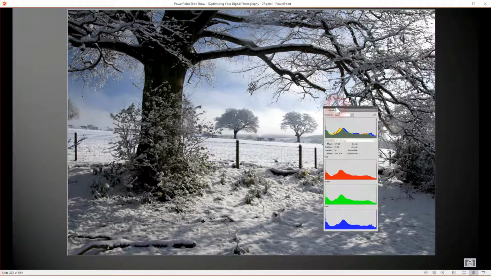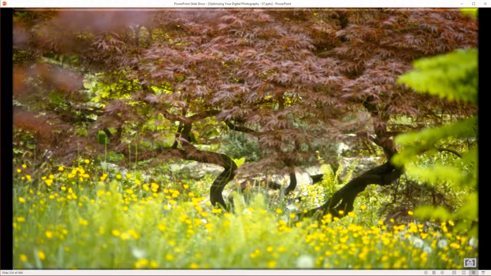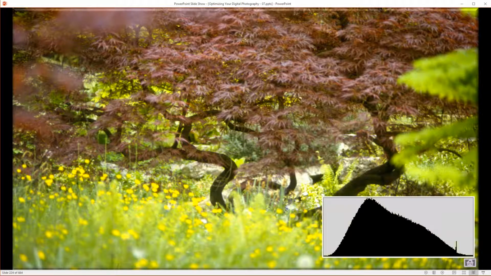Here we have an example where the histogram is broken down into the 3 colour channels, and again we've got a peak on the left on all 3 colour channels, indicating there's quite a bit of burnt out snow and sky area. You might get away with it with an image like this. So let's just have a look at some typical histograms that you might come across.